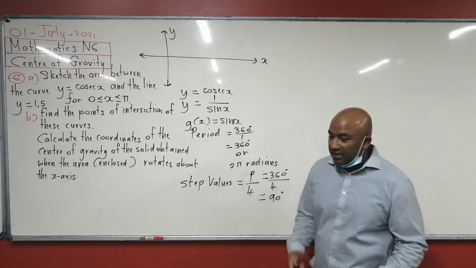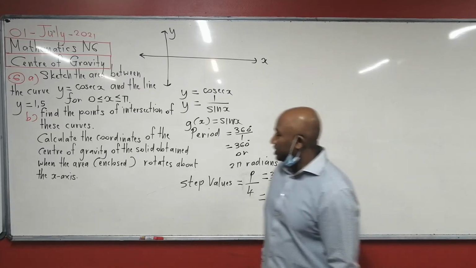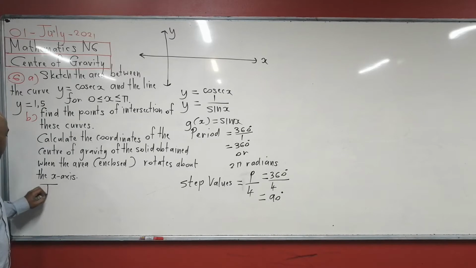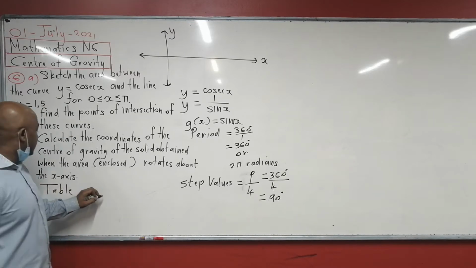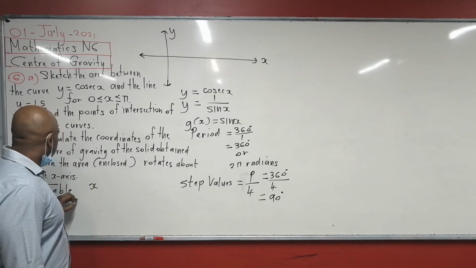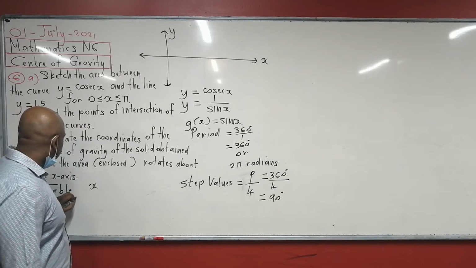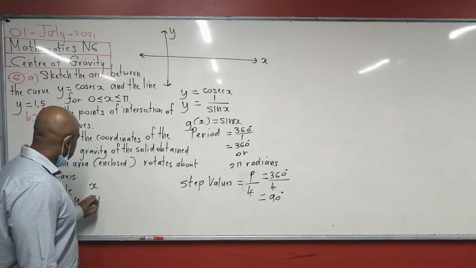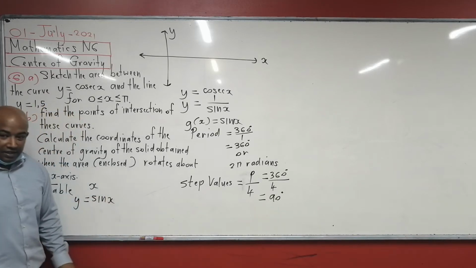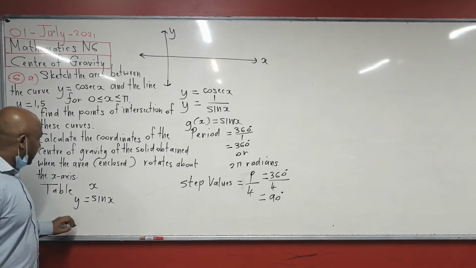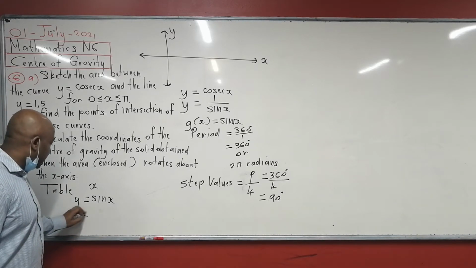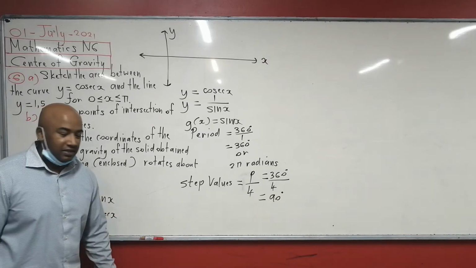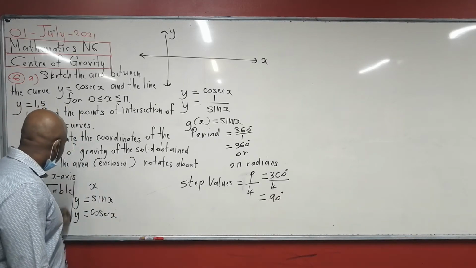You can take out your calculator, you can use the table function on the calculator. What do I mean? If you use a table, let's say we have x, and then y is equal to sine x, and then let's go for y is equal to cosec x. And let's see what is the difference in these values.